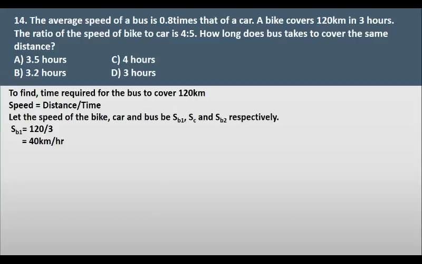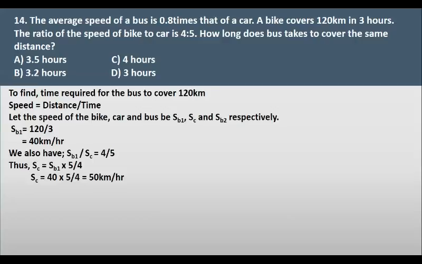Now again, if we look at the problem, we are given that speed of the bike divided by speed of the car is 4 divided by 5. So from this equation, we will be able to calculate the speed of the car using the formula speed of the car is equal to speed of the bike into 5 by 4. So speed of the car is equal to 40 into 5 by 4, which is equal to 50 kilometers per hour. Thus, we have found the speed of the car.